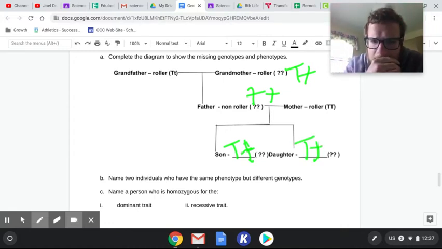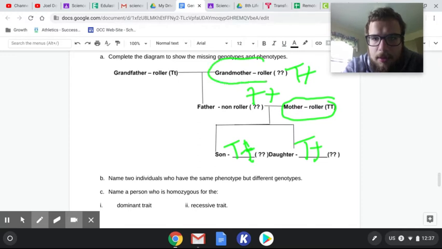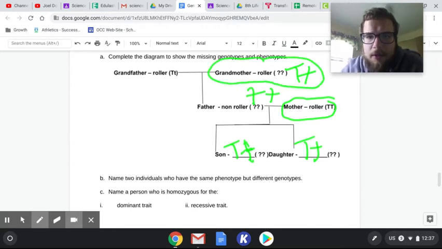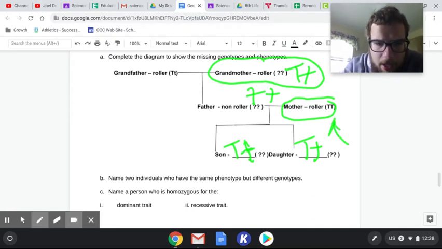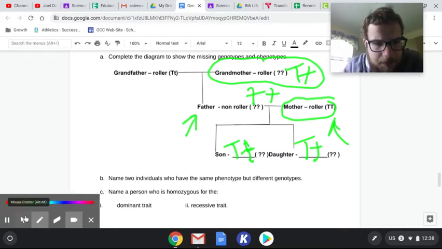Okay, so who's got the same phenotype but different genotype? Let's see. We'll go with a roller and a roller. So same phenotype, different genotype. Grandmother and mother are both rollers, but one's big T, little t, and one's big T, big T. Name a person who is homozygous for the dominant trait. That would be mother right there. And then who's homozygous for the recessive trait? That is going to be father.